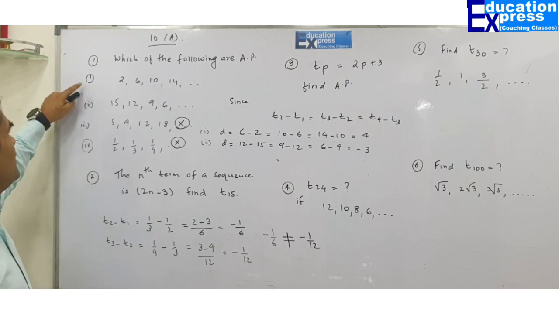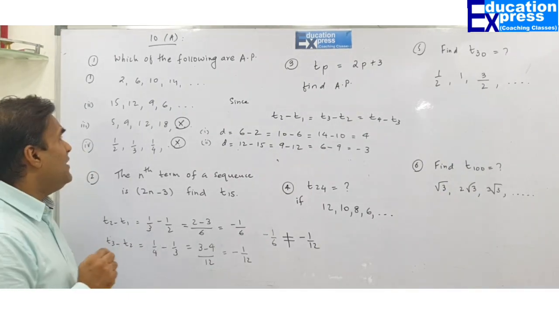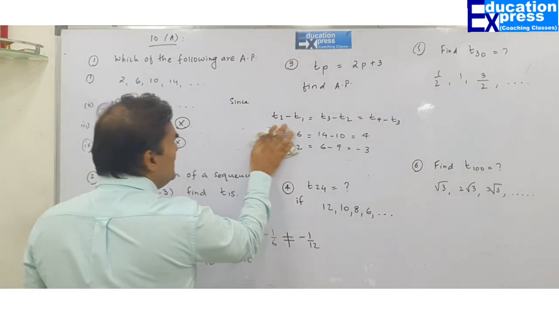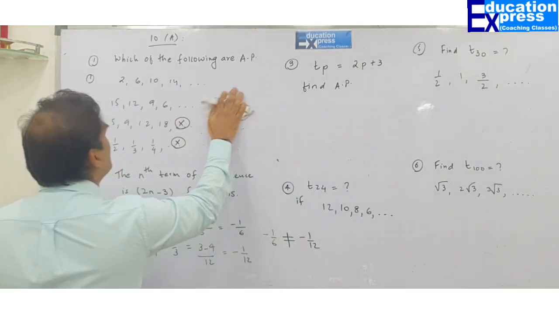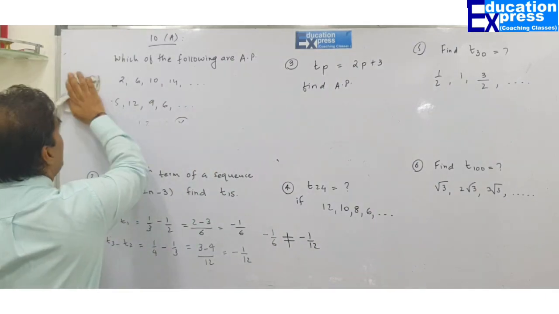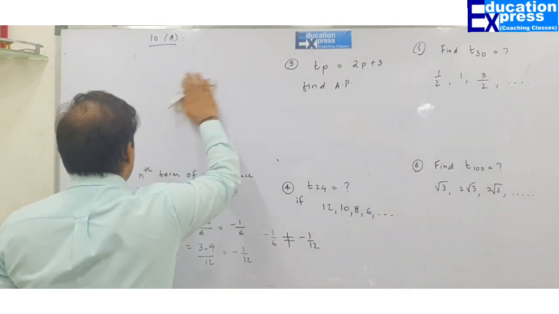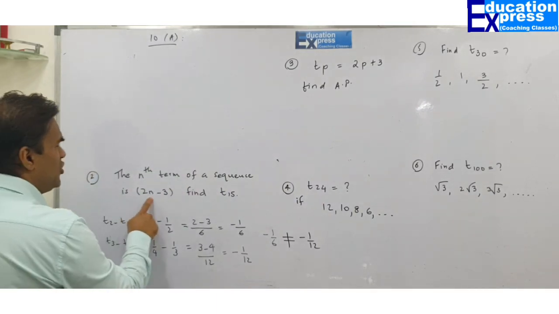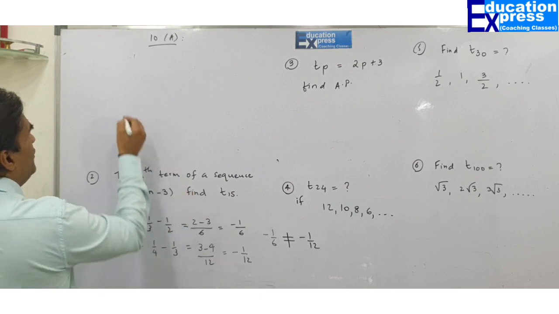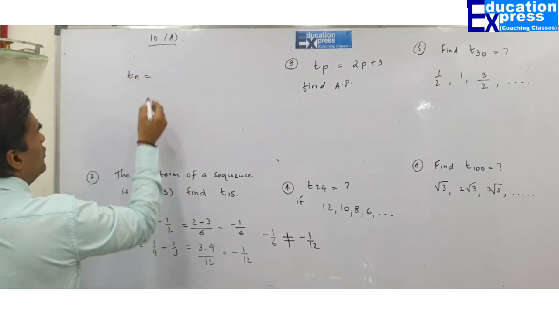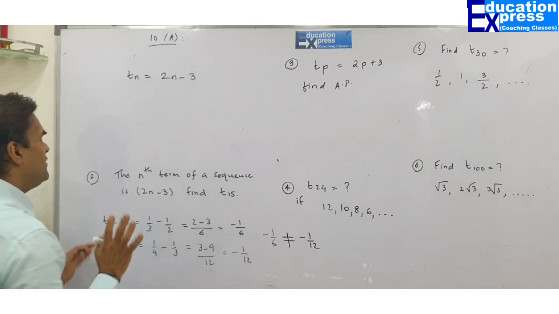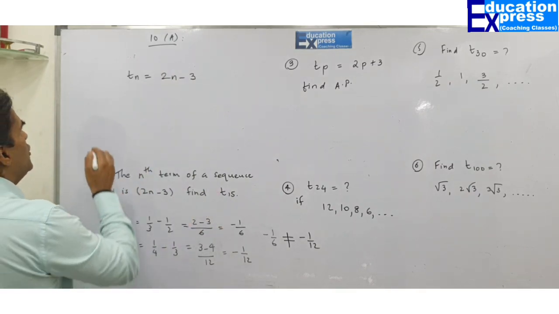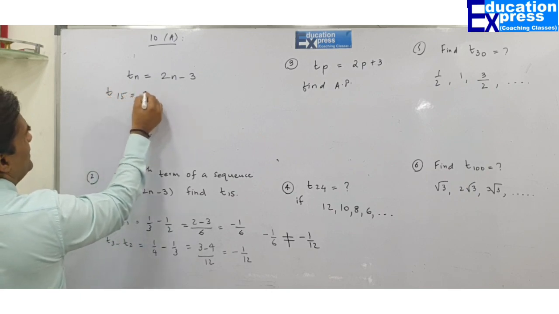So my dear friends, the first one is AP, second one is AP, third and fourth, they are not forming part of AP. Let us move on to the second question. So what is the second question? The second question says that the nth term of the sequence is 2n minus 3. So nth term means Tn equals 2n minus 3. This is what is given. What we have to find? Find 15th term. So we have to find T15.